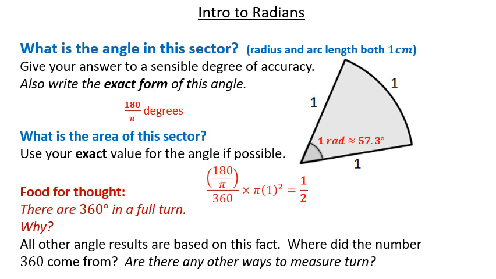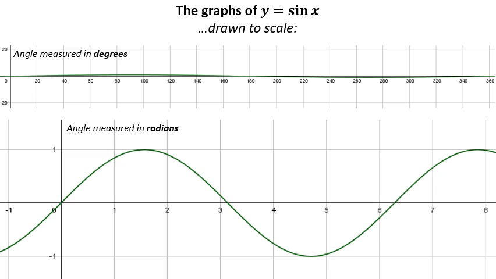So there's no particularly good reason to stick with 360. The question is, is it really worth changing over to such an awkward number as 2 pi? Well, there's a few things that I can probably do to convince you that it's a good idea. The first one is to look at the graph of y equals sine x. Now, usually when you see a graph of y equals sine x, you don't see it drawn to scale.